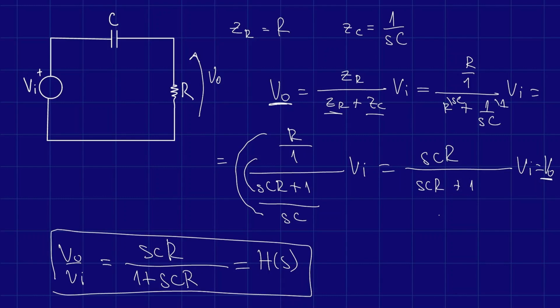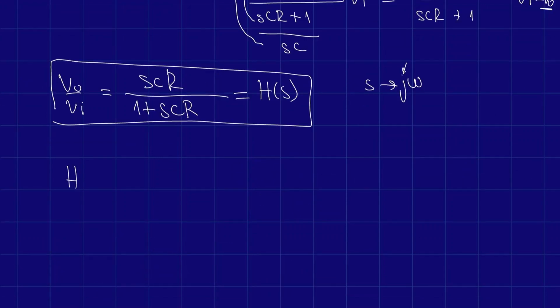Okay. And to understand better how this filter works, I think it's useful to also see the frequency response, which you get if you substitute S with J omega, where J is the imaginary unit and omega is the angular frequency. That way we would have H of J omega equals J omega CR, instead of S, divided by 1 plus J omega CR. And why is this useful?